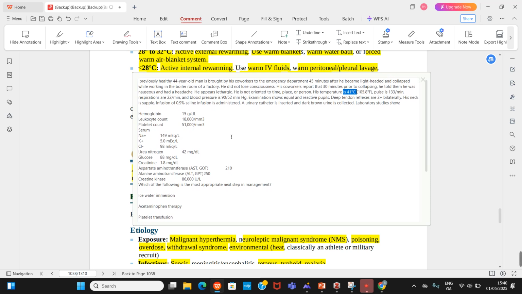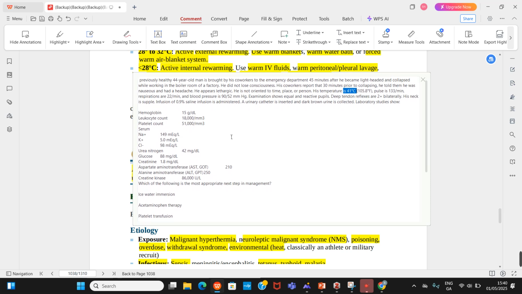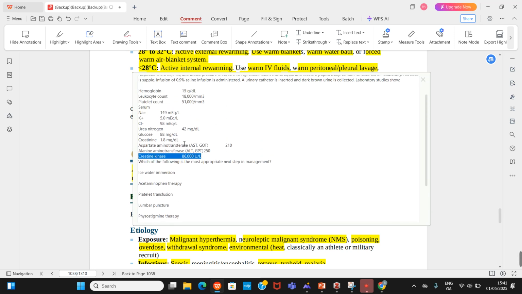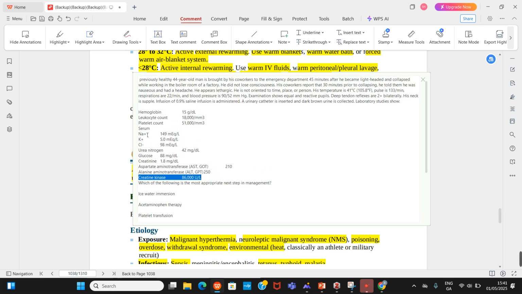What else? The laboratory findings. Okay, which one? The elevated liver enzymes. Elevated liver enzymes, elevated kidney values too. Urea is elevated. Creatinine is elevated. So CK is very important. The muscle, 86K is a lot. So probably this guy is already having rhabdomyolysis. That's why he's having kidney issues too. So that's that. Okay.